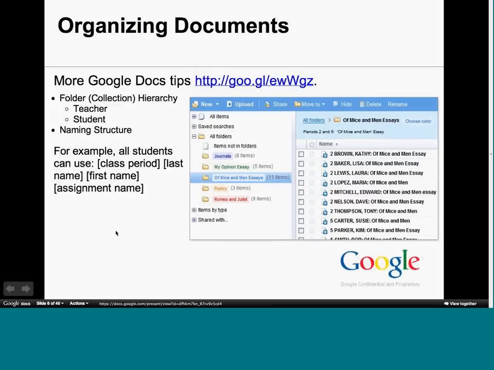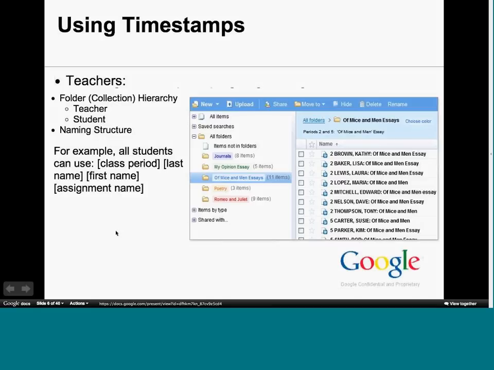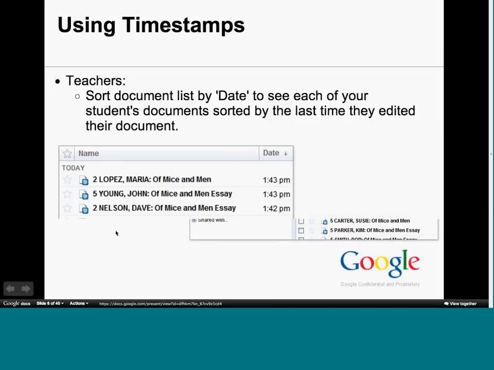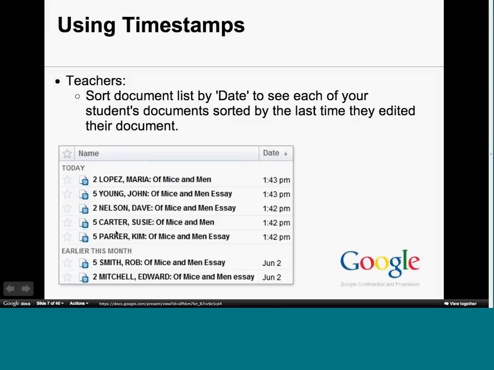Okay, so we want to look at timestamps. This is a great way for you to go in and sort your document list by date and see each of your students' documents sorted by the last time they edited their documents. Now, you will see these documents ordered by today, yesterday, earlier this week, and earlier this month. And this is a way to check at a glance which students have completed their assignments and which ones still need to do a little bit more work.